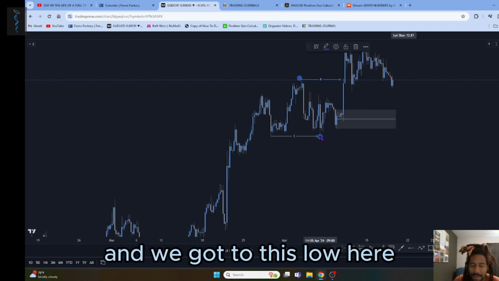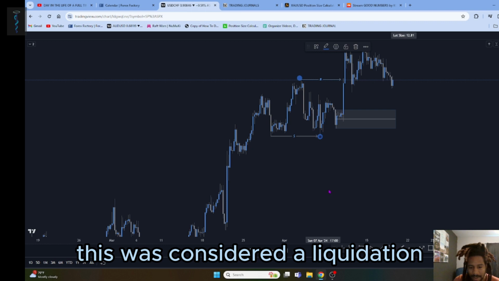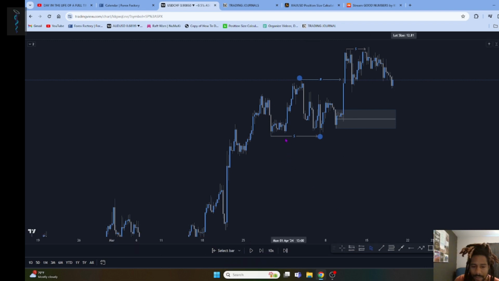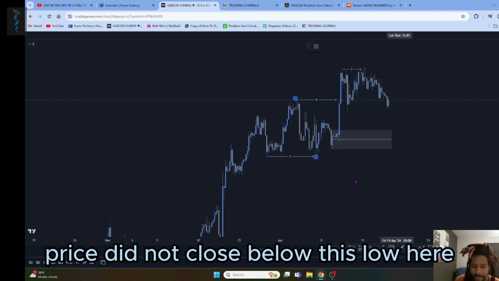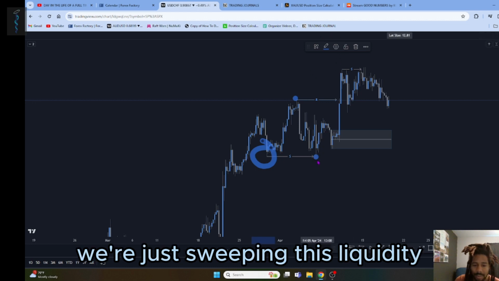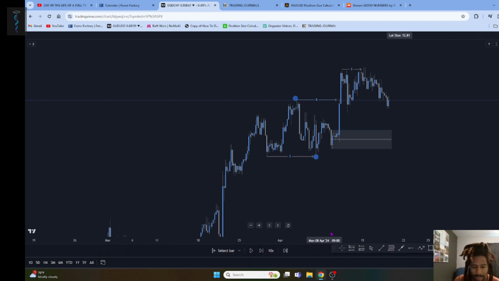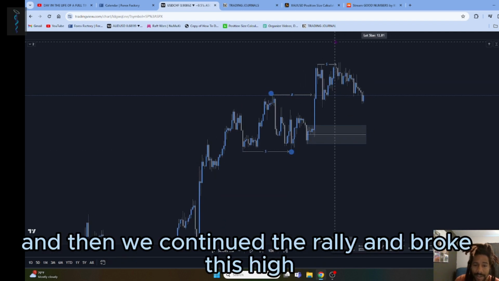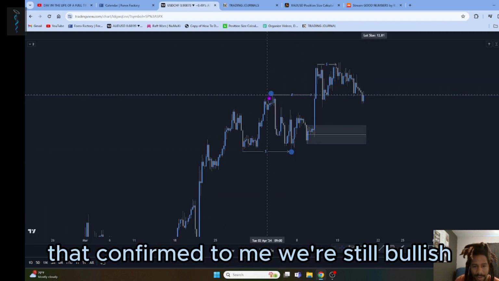But anyway, once we got to this high here, and we got to this low here, this was considered a liquidation because price did not close below this low here. So therefore we are still bearish. We're just sweeping this liquidity. So once we got to this point, and then we continued the rally and broke this high, I say, okay, that confirmed to me we're still bullish.